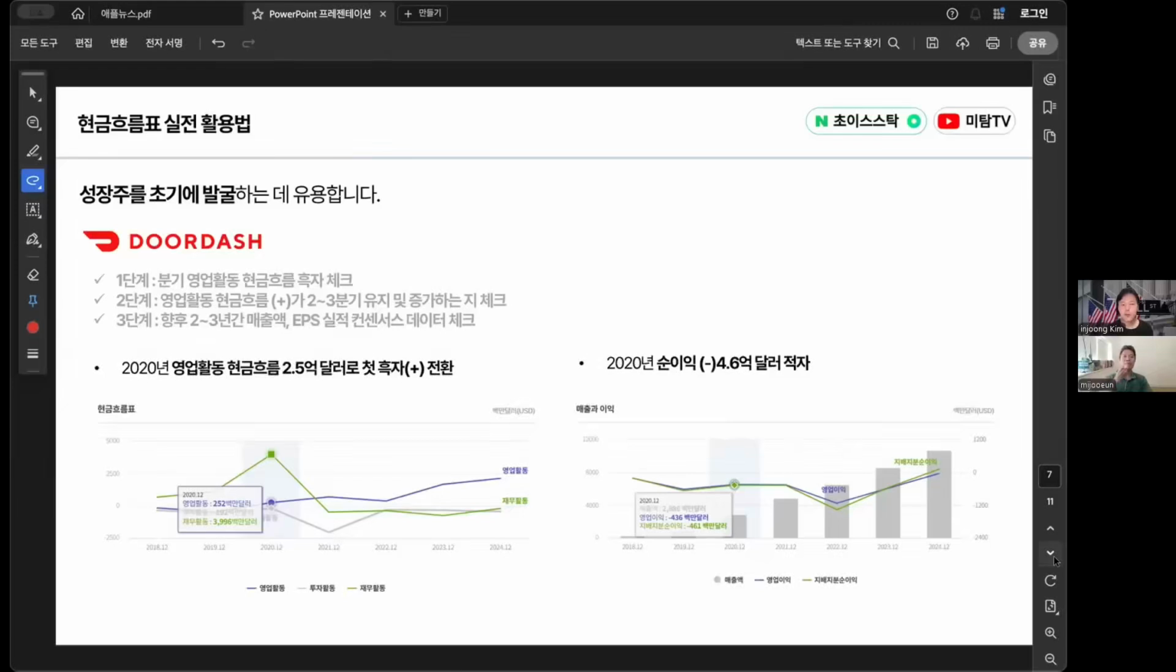Next, I'll discuss 3 practical application methods and conclude. The first way to use the cash flow statement is that it's very useful for identifying growth stocks early on. I actually use this a lot myself, and this concept is also built into our investment recipe under discovered growth stocks. So if you feel like you can't identify them yourself, just click on Discovered Growth Stocks and you'll see options that already reflect this concept, so you can just refer to those.